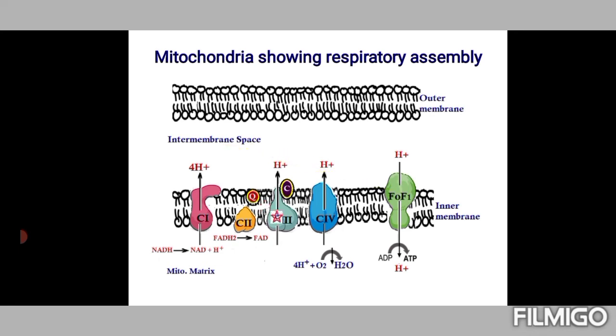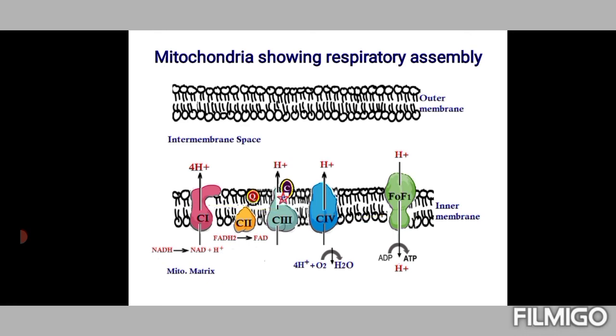Complex 3 accepts these electrons, and complex 3 contains cytochrome C1 with a heme group, cytochrome B with 2 heme groups, and the Rieske center also. The Rieske center is exclusive to complex 3. It contains 2 iron, 2 sulfur cluster groups. Now, the function of cytochrome C oxidoreductase is to catalyze the transfer of electrons from ubiquinol to cytochrome C, the oxidized cytochrome C.